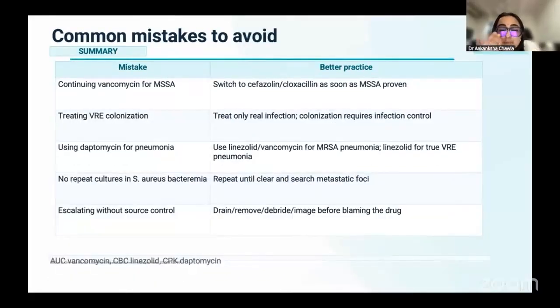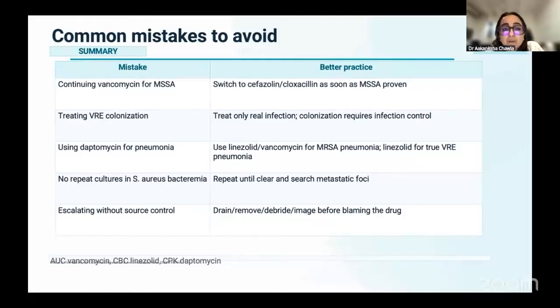Then what are the common mistakes you should avoid? You can't keep continuing vancomycin. I just told you, switch to MSSA cover once you know that it is MSSA and you're not dealing with MRSA. Treating a VRE colonizer. You need to be able to differentiate between colonization and true infection. Using daptomycin for pneumonia. Not sending repeat cultures in Staph aureus bacteremia. You need to repeat until clear.